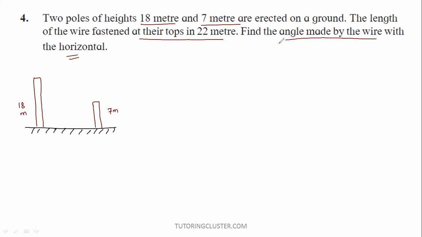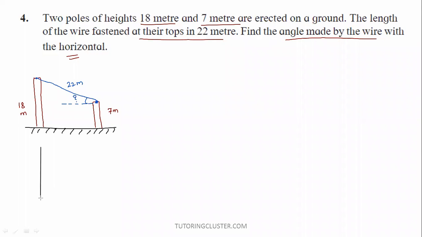Now, what is given? The length of the wire fastened at their top. So let's say there is one wire which is fastened at their top. This length is 22 meter. They have asked you what is the angle made by the wire with the horizontal. So this angle we have to find out. If I have to draw the line diagram here, how is it going to look?